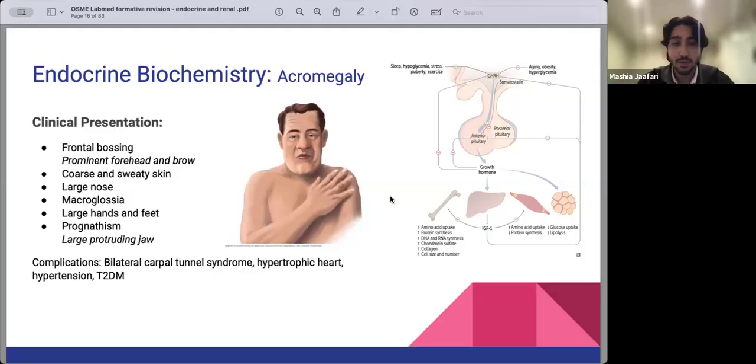And so the complications of this are threefold, the main one. So you can get carpal tunnel syndrome, and this is mainly because of the fact that growth hormone leads to the production of glycosaminoglycans. So if you look at the diagram on the right, you can see growth hormone.